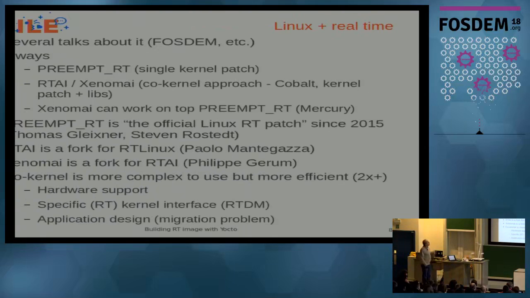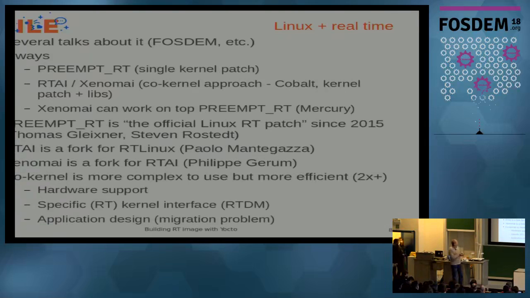Now, if you want to use real time, it's much more complicated, because actually there is an official support for PREEMPT_RT in Yocto, but it's quite difficult to use, and I don't know if it is really useful. You will see why. There are several talks about Linux and real-time at FOSDEM. So there are two ways. The PREEMPT_RT project, which is a single kernel patch, very easy to install.